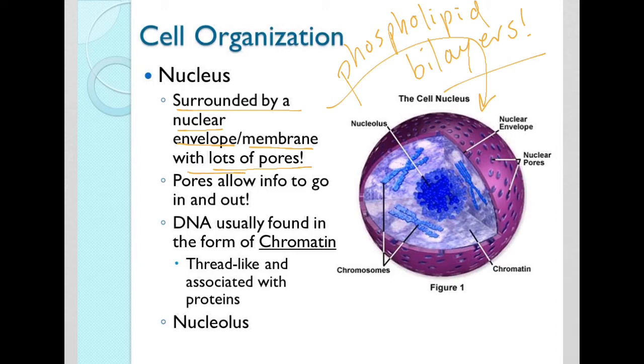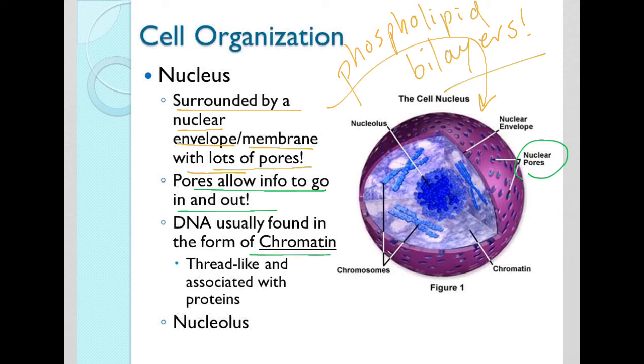But it has lots of pores, and these pores allow information to go in and out. That makes sense. What's the point of locking in our DNA into this organelle if we can't get to it, read it, and then send any instructions that we might need out into the rest of the cell? So it makes sense that there's sort of portals in and out, these nuclear pores that you can see sort of dot this nuclear envelope or nuclear membrane.